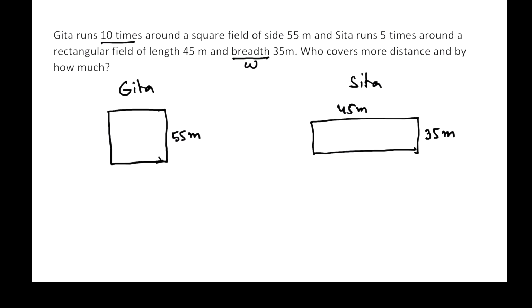So let's find out the perimeter of the square field where Geeta is running. So perimeter of square field is equal to 4 times 55. As each side of a square is equal, it's easier for us to find the perimeter. So 55 plus 55 plus 55 plus 55, in short 4 times 55, which is 220 meter.